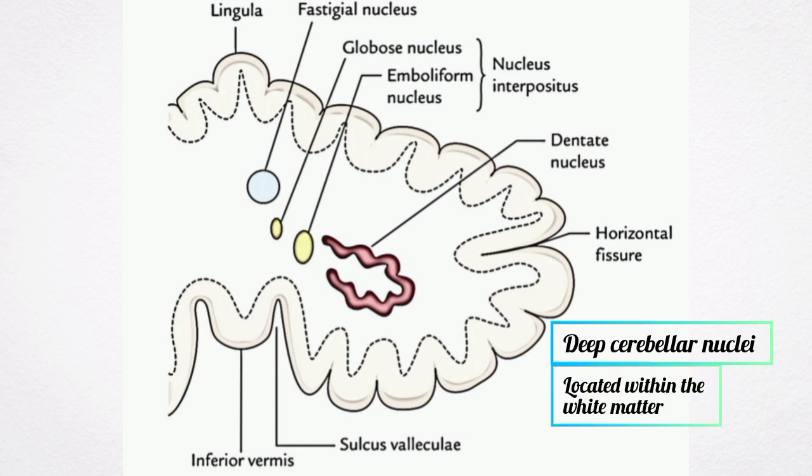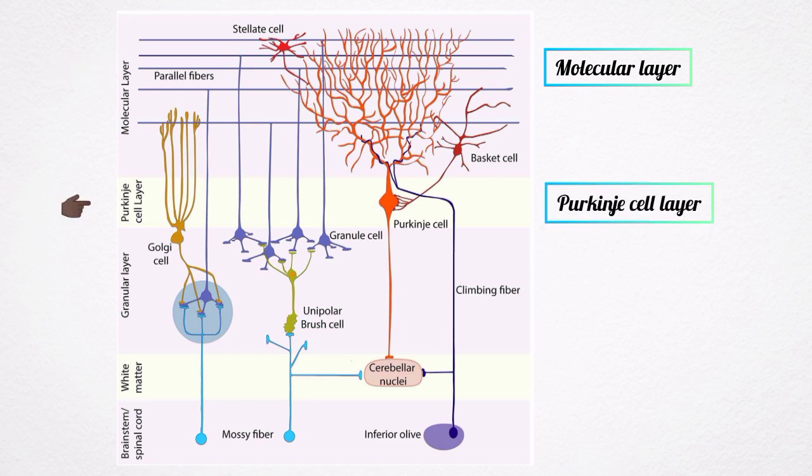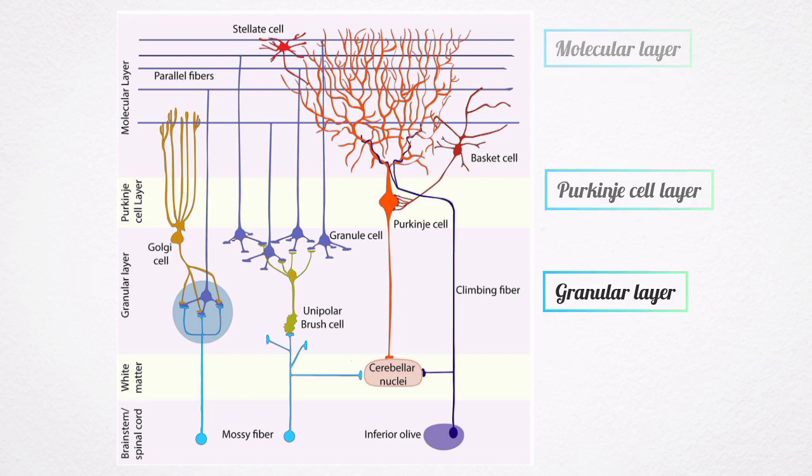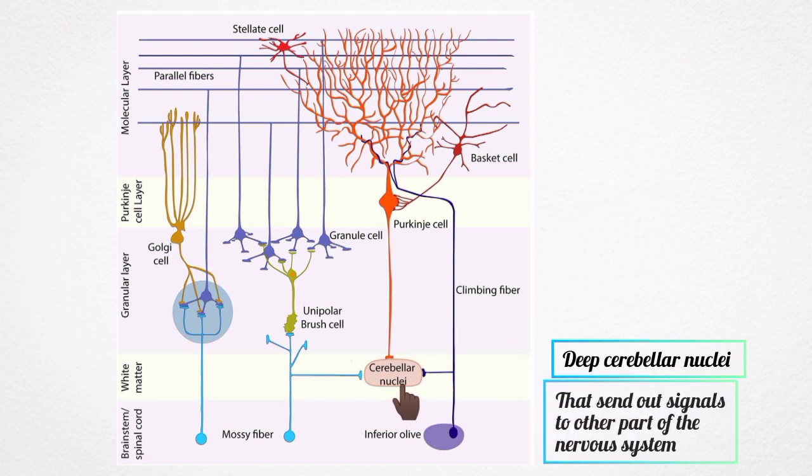Now, the gray matter or cerebellar cortex is made up of structures that are arranged in three layers. The three layers of gray matter are the outer molecular or plexiform layer, the Purkinje cell layer, and the inner granular layer. Beneath these cortical layers, in the center of the cerebellar mass, are the deep cerebellar nuclei that send out signals to other parts of the nervous system.